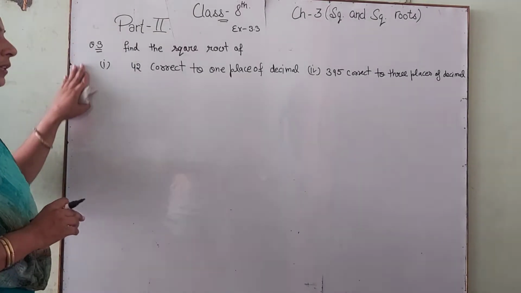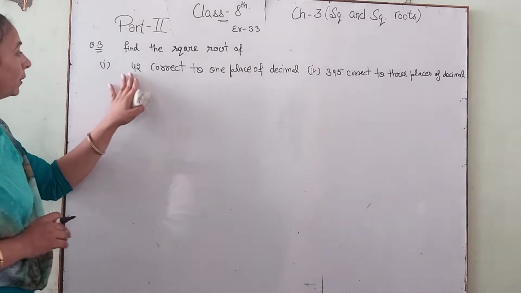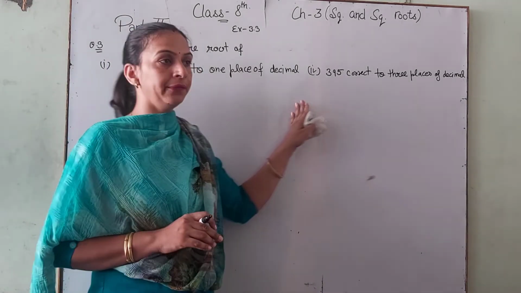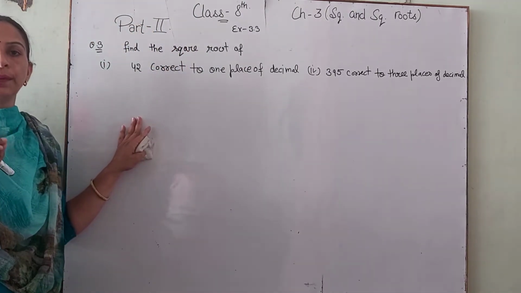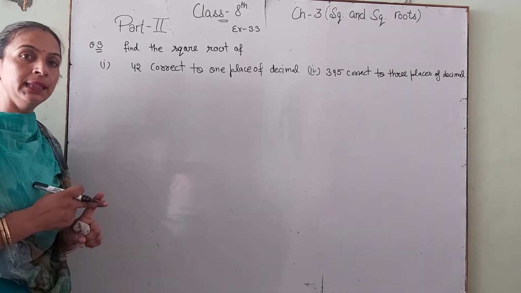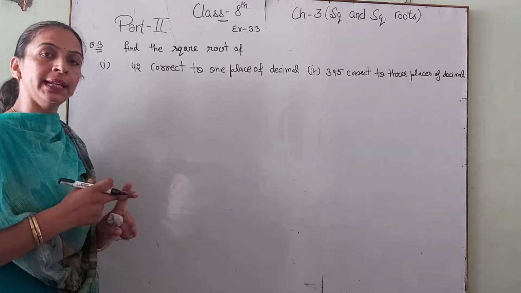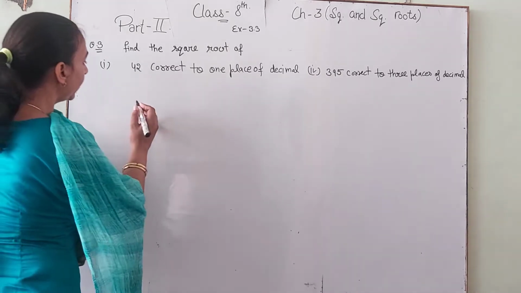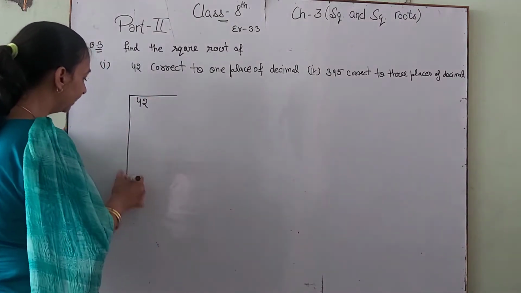The next question, question number 3. Find the square root of 42 correct to one place of decimal. Students, if we need one place of decimal, then we try to find two places of decimal, and after that we give the answer to only one place. Okay, so first we take 42 by the division method.